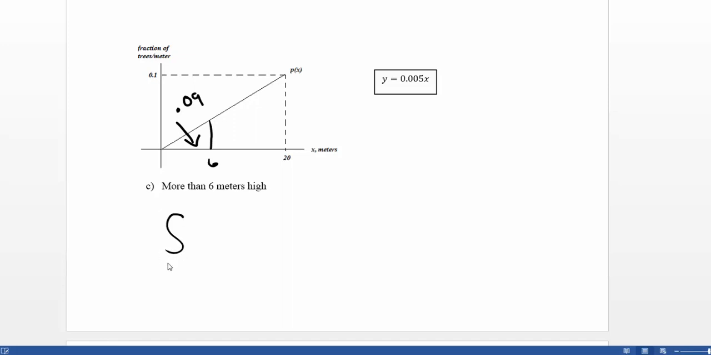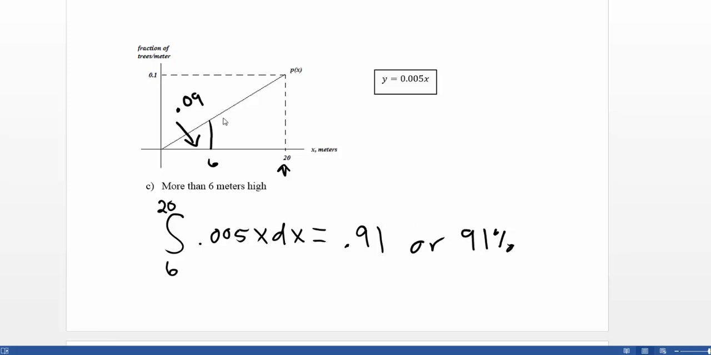So our integral here, more than 6 meters, would go from 6 to 20, because remember, our domain was 0 to 20 here. That's how we calculated this original part where the area was 1. So 6 to 20 of our density function, 0.005x dx. When you plug that into your calculator or you do it out by hand, you get 0.91 or 91%. Now, you'll notice that more than 6 meters is a trapezoid.